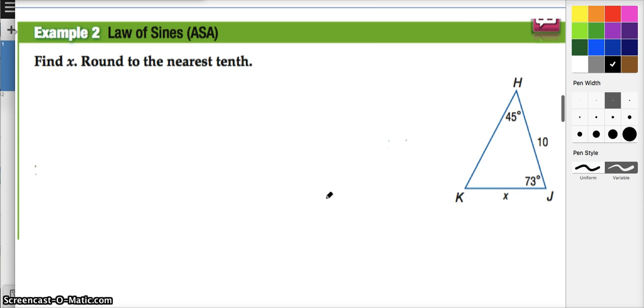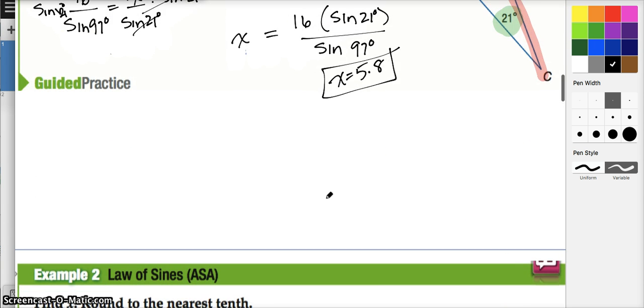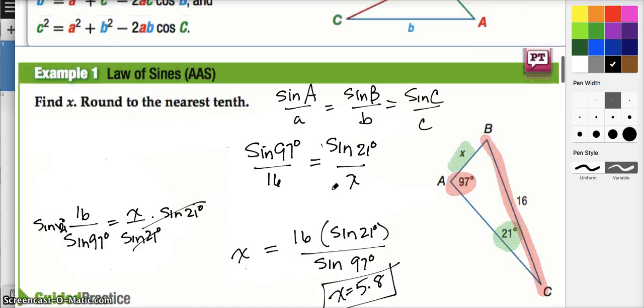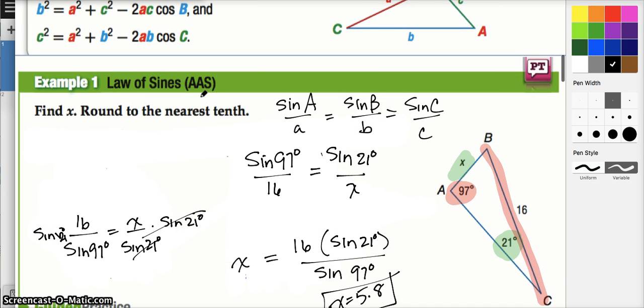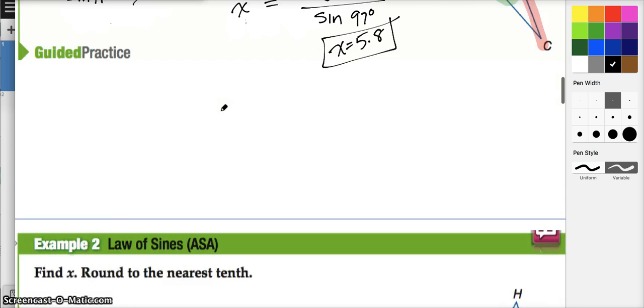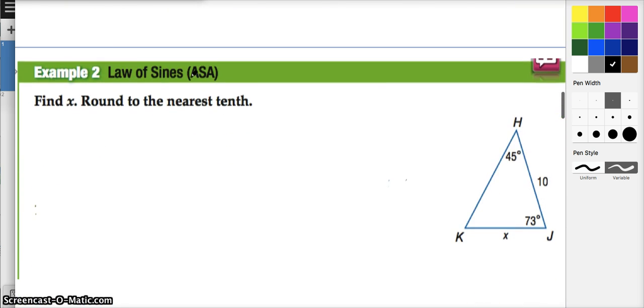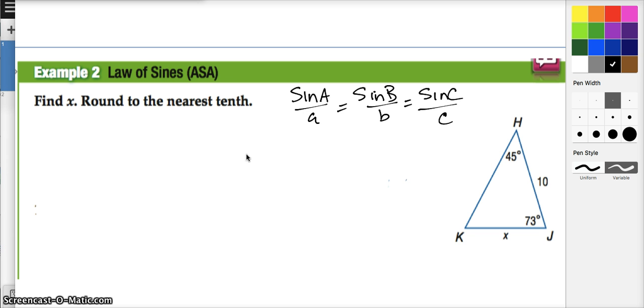Here's another opportunity for us to use law of sines. By the way, I want you to pay attention: if you have angle, side, angle, or angle, angle and a side, you can use law of sines. So in this case, I'm going to write down our rule again. Okay, there's the law of sines.